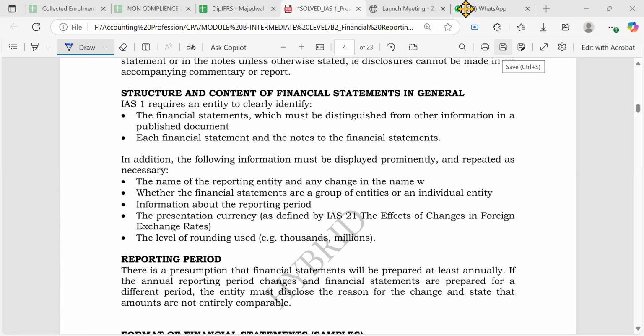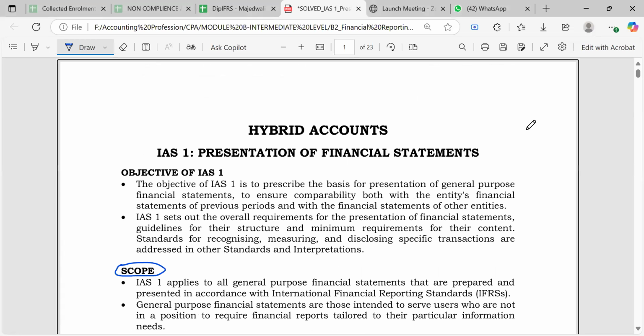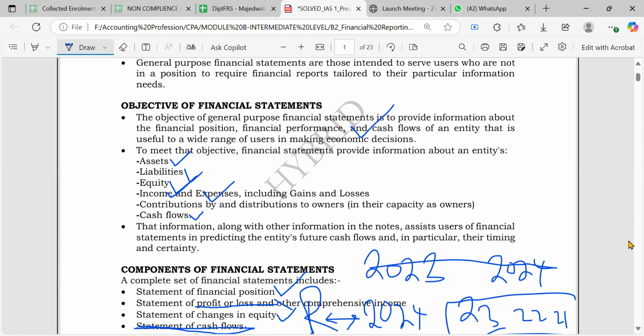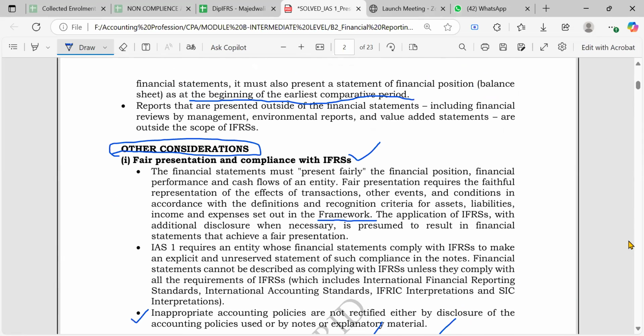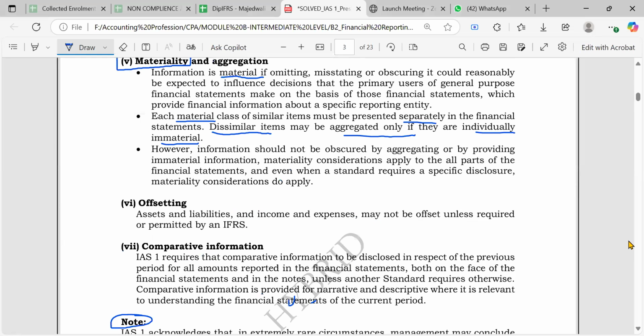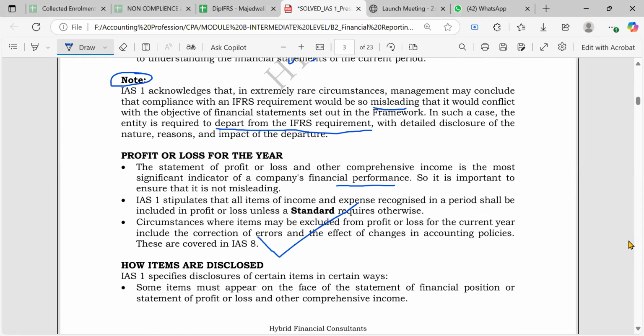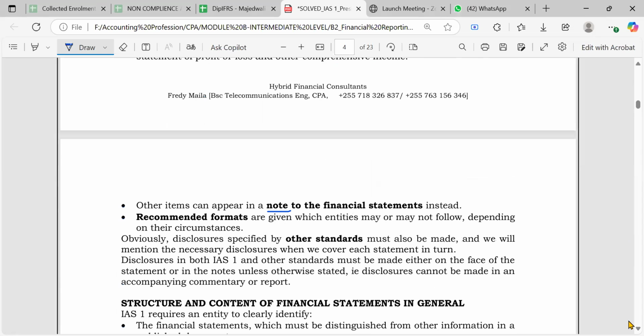All right, we are proceeding with IS1, presentation of financial statements. Which part were we at? We're at the structure and content of financial statements. In general, of course, we're going to see this.